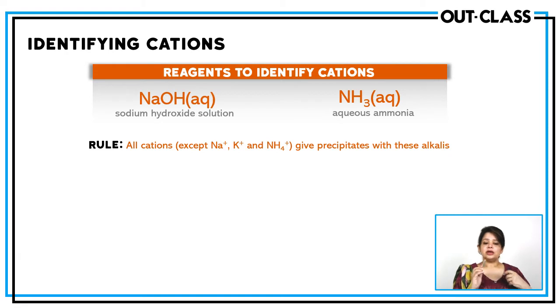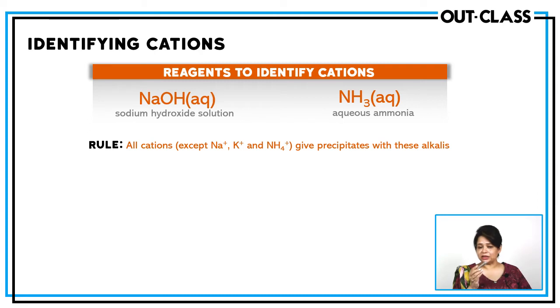Reagents: aqueous sodium hydroxide and aqueous ammonia. Both of these alkalis are used to test for cations. Most of the metal ions make precipitate when reacted with these alkalis, except alkali metal ions and ammonium ions, whose hydroxides are soluble. The rest of the metal hydroxides, you know, are insoluble.